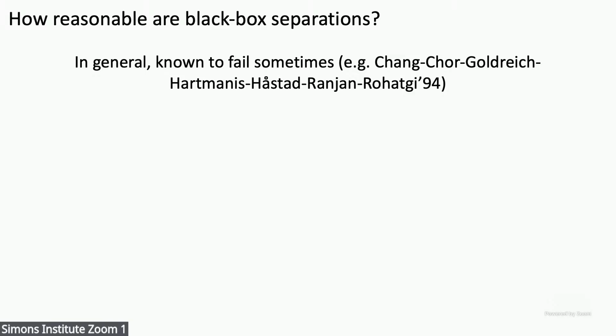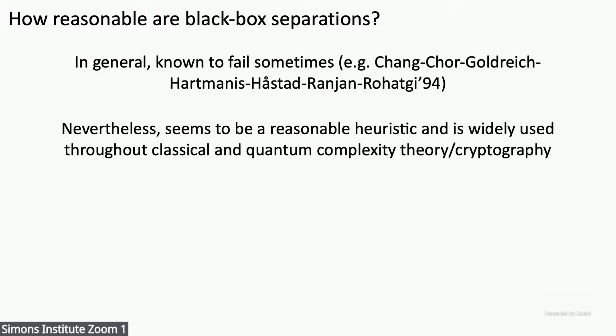Okay, but there's a natural question, which is how reasonable are black box separations? And we know that they can't reflect the real world in general. There are some known failures, IP versus PSPACE being one. We know that they are the same, but relative to a random oracle, they're different. So we know that the statements that you can get from query complexity will sometimes be wrong. But nevertheless, it seems to be a reasonable heuristic and is widely used throughout both classical and quantum complexity theory and cryptography.